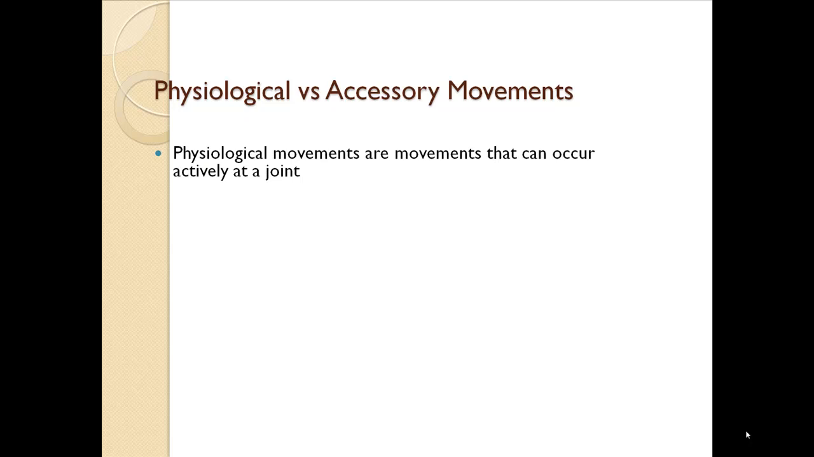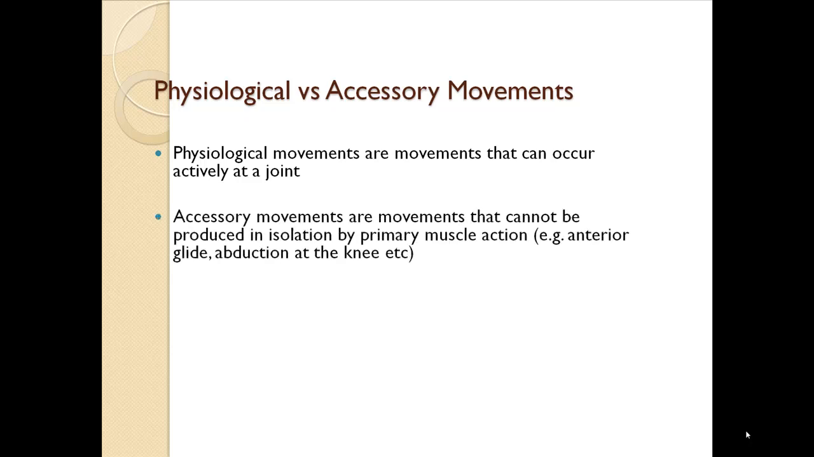A physiological movement is a movement that can occur actively at a joint. In other words, it's a movement that can be produced in isolation by primary muscle action. An accessory movement, on the other hand, is a movement that cannot be produced in isolation by primary muscle action. For example, an anterior glide of the tibia cannot be produced in isolation. Abduction at the knee joint cannot be produced in isolation by primary muscle action.